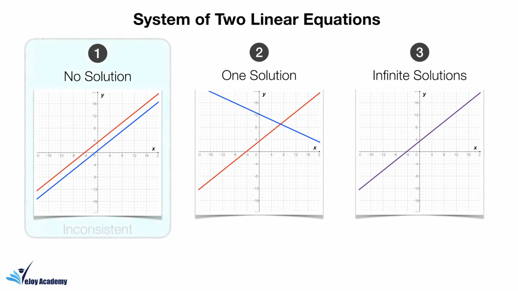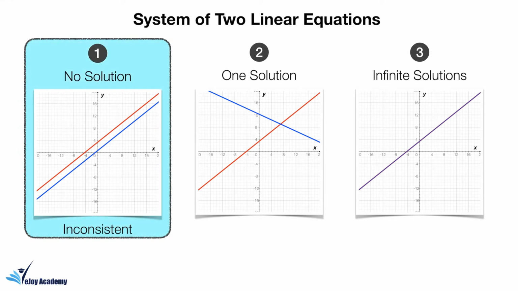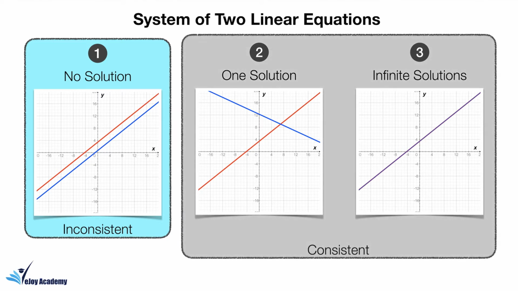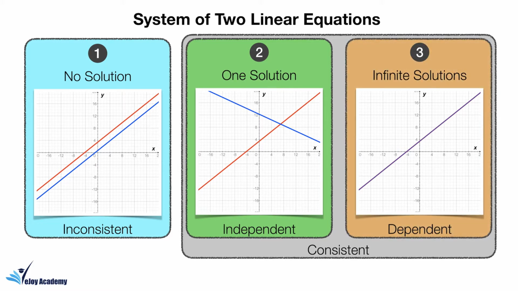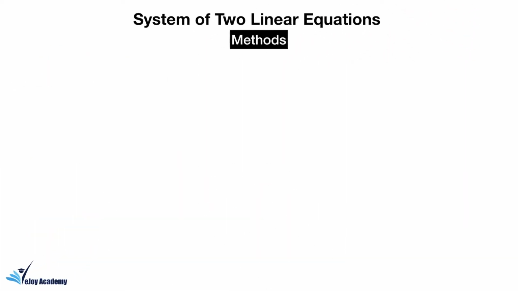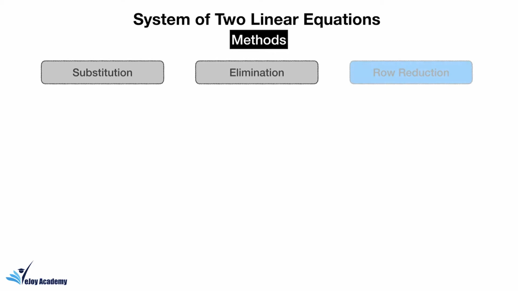of solutions. The first case is called inconsistent system of linear equations, and the second and third case are called consistent system of linear equation. When the system of equation has only one solution, it is called independent system of equation. But when it has infinite number of solutions, it is called dependent system of equations. So the methods used to solve system of linear equations are substitution, elimination, and row reduction. In this video, we are only going to talk about row reduction method.